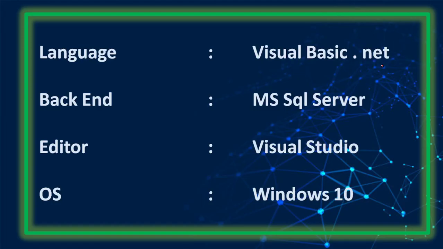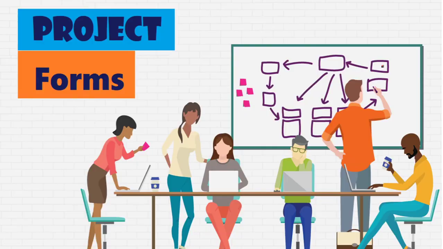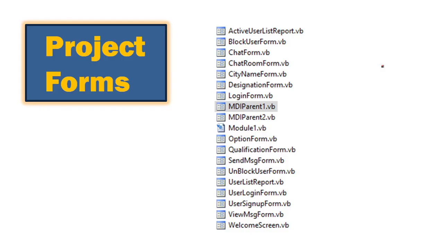So here is the software requirement. This project uses Visual Basic.NET and an MS SQL Server backend. Visual Studio is the editor and Windows 10 is the operating system. Project forms. Let us look at what forms you are using here. Here you can see that there are two MDI forms you are using. One is for the admin, one is for the user. This is for the user, this is for the admin.